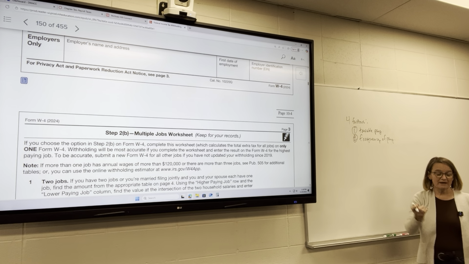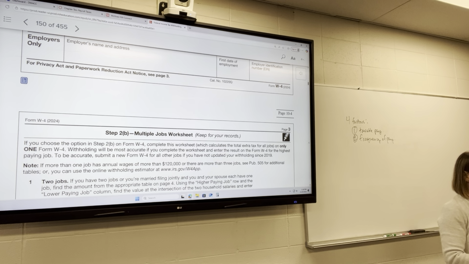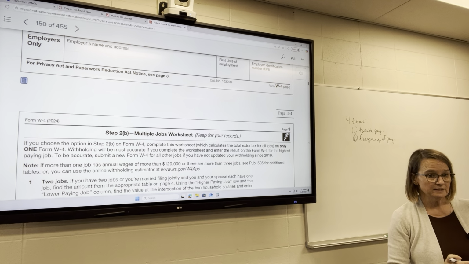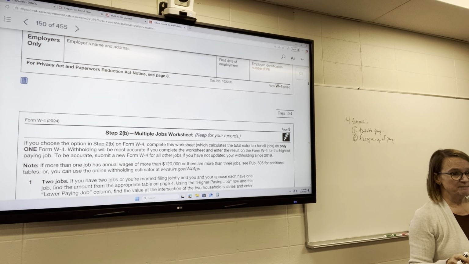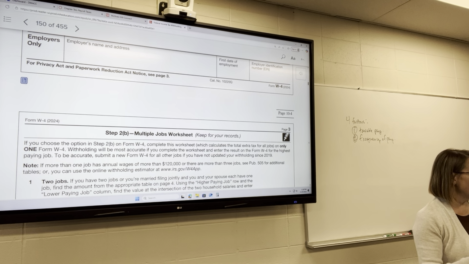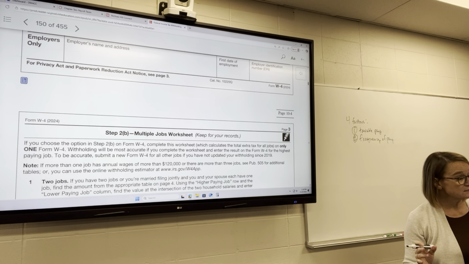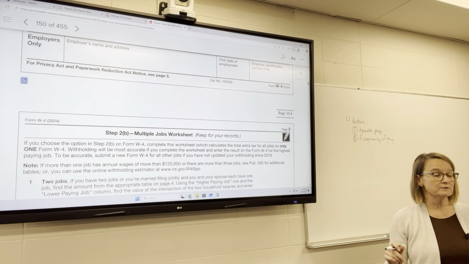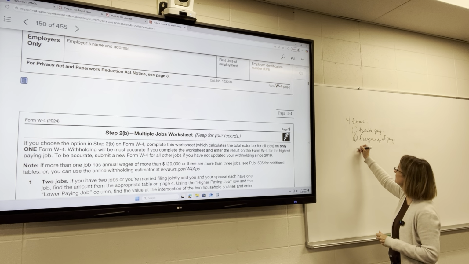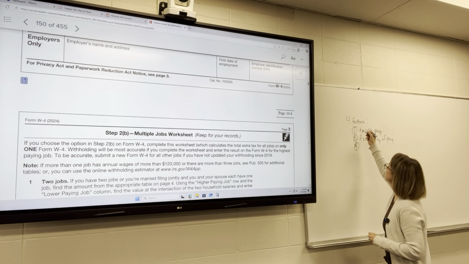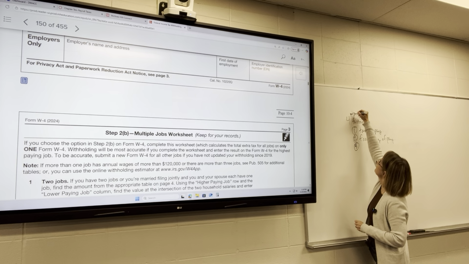How frequently are we paid? Are we paid monthly, semi-monthly, bi-weekly? Remember, bi-weekly is every 2 weeks. Semi-monthly is twice a month. So we need to know that information as well. How frequently are we paid? Again, this is the minimum info.